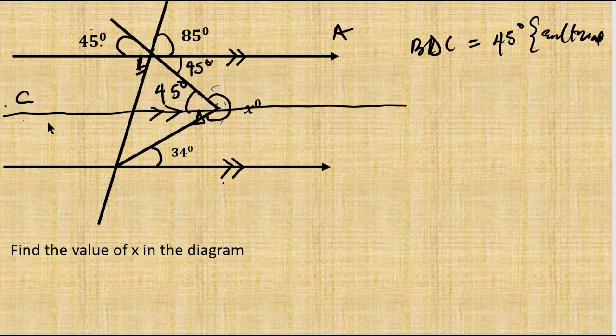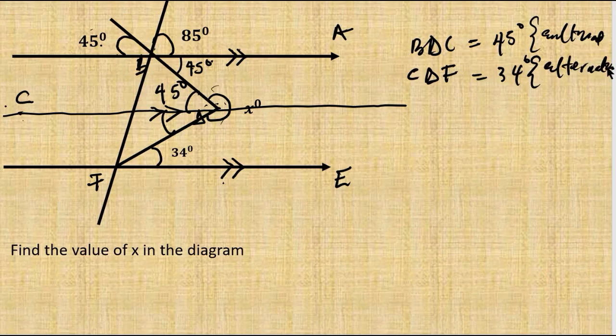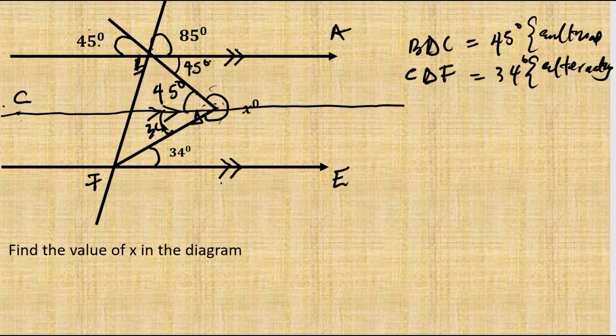In the same way, for the angle at D, let's call this E, and here is F. The angle CDF will be equal to 34 degrees. It's also alternating. So here also I have 34 degrees.